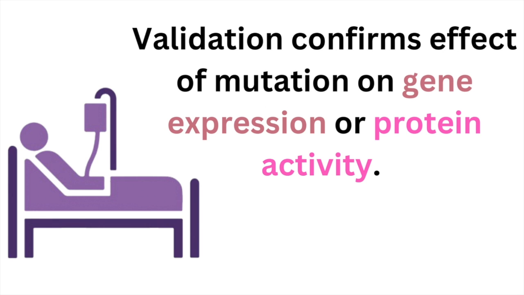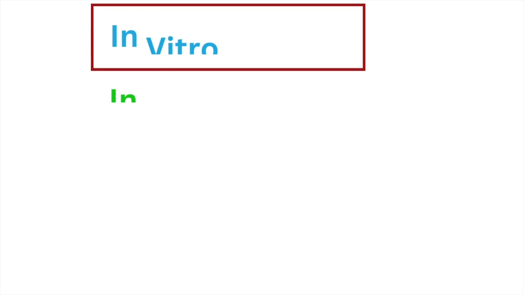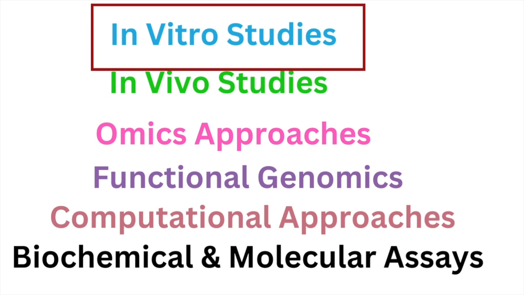Validation involves confirming the mutation's presence, determining its effect on gene expression or protein activity, and linking these changes to observed phenotypic differences. There are various strategies for validating gene mutations, and they fall into several categories.